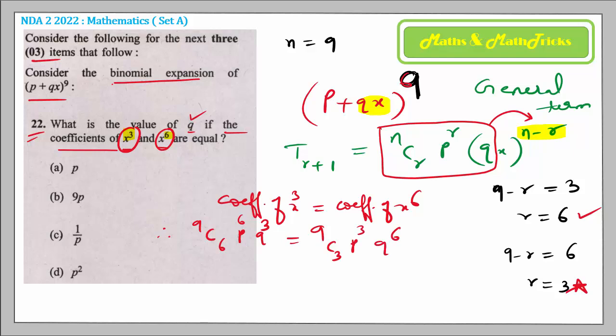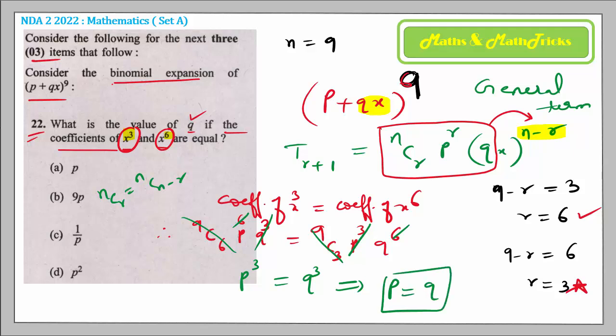You can see that on both sides 9C6 is the same as 9C3, because in the concept nCr is the same as nC(n-r). There you can simplify p to the power 3 out of p to the power 6, and q to the power 3 out of q to the power 6. So what remains is p cube equals q cube, which directly tells you that p is equal to q. So the value of q is p itself, and the answer is option A.